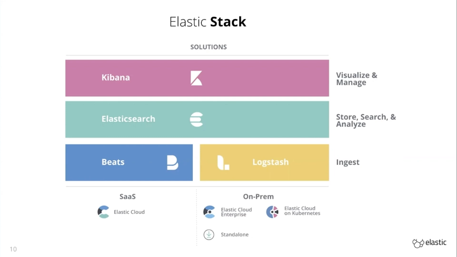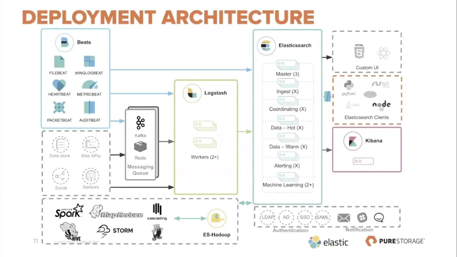From a deployment aspect, the Elastic Stack can be deployed on-prem or in the cloud. Here's a typical enterprise deployment architecture for Elastic Stack. As you can see, on the left side, you have Beats running on different edge devices, picking up log files and picking up metrics from your system. That data can be sent to Elasticsearch directly, or it can go through Logstash for enrichment before being sent into Elasticsearch.